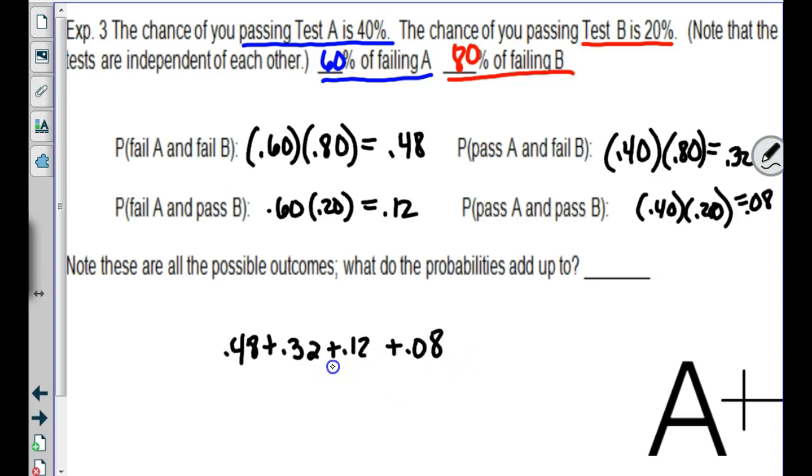Well, this would be 20, and these two add up to 80, so it's 100, right? 1 or 100%. That's because we covered all the possibilities. There's only 2 tests: pass one, fail them both, pass them both. Those are the only 4 possibilities. Any questions? All right. It was important that it said these are independent of each other.